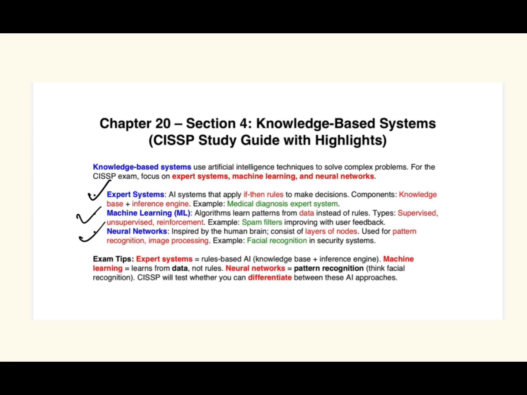So that's it. I think these are important topics for the CISSP exam. You may see questions regarding this AI-related topic. You may see these three different types of AI topics.